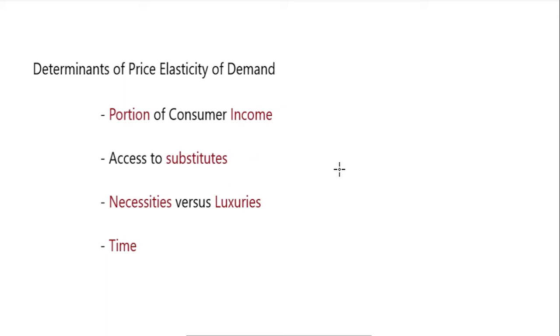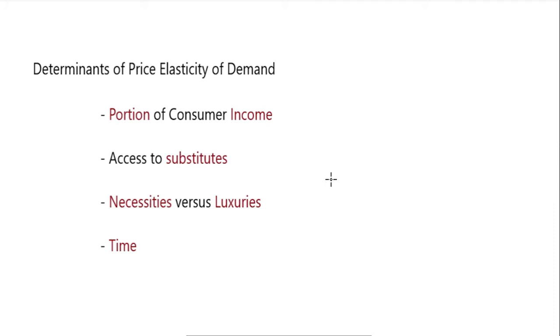The second one is access to substitutes. If there's a lot of access to substitutes, it's going to make it more elastic because there's many more options available that people can choose from. So if you decide to change your prices, well, they can move over to something else.